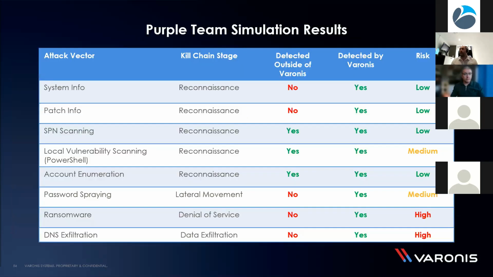So looking at a recent example of results of one of these purple team incidents, just a quick look on the left-hand side. These are some of the attacks that we'll carry out, where they hit on the kill chain, and whether or not this particular organization was able to detect these. Some they were, some they weren't. In this instance, the ransomware and DNS exfiltration, which are the two biggies, were not detected.